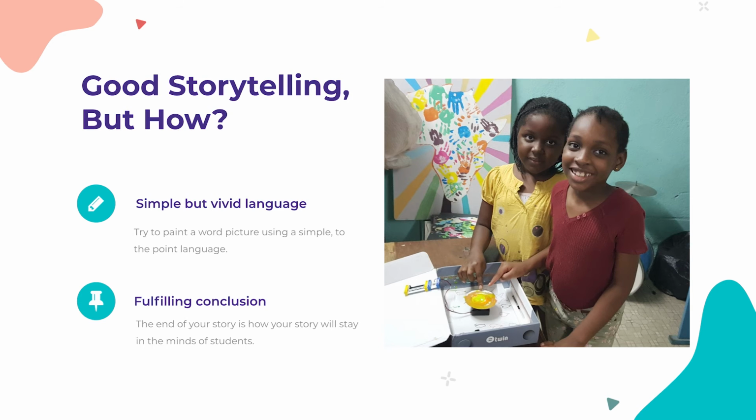Long and difficult to understand sentences defeat the point of storytelling. Try to paint a world picture using simple and to-the-point language. Make it easy for your students to picture and dream about what you tell them. For this, I suggest analysing some of the most popular children's books like Dr. Seuss and seeing how they use language. The second most important tip I want to give you today is having a full feeling conclusion.